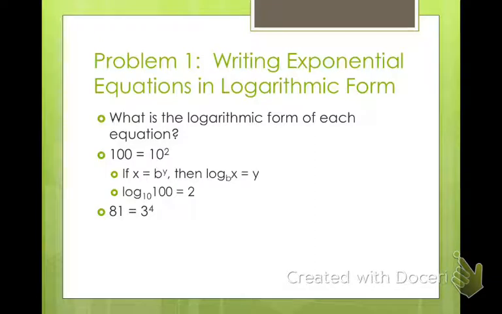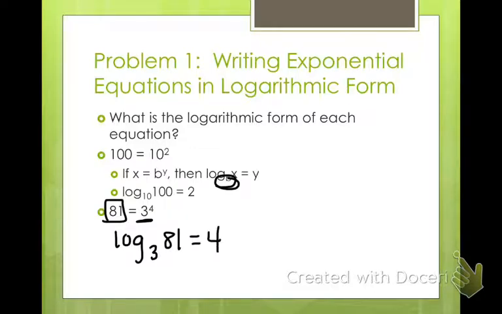What about this one? 81 equals 3 to the 4th power. Well, let's start by figuring out what is our base. So what is our b? Our b is a number that's being raised to a power, so that's 3. So log base 3 of what number are we looking for? Well, that's 81 equals, what power did we raise that to? 4. So log base 3 of 81 equals 4.